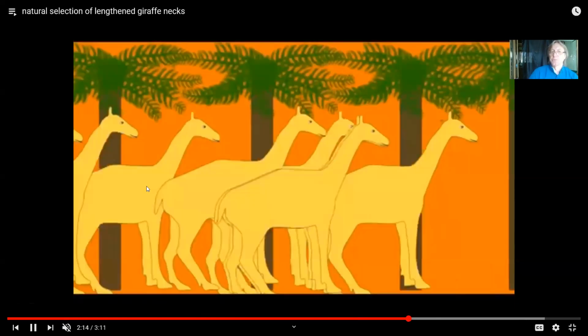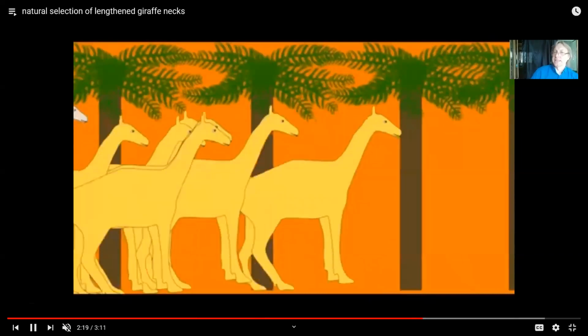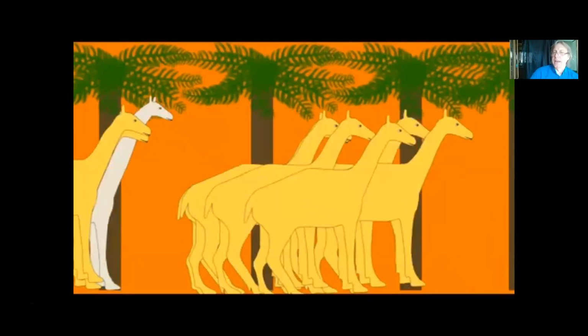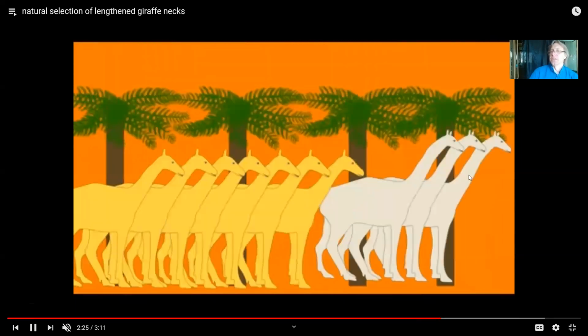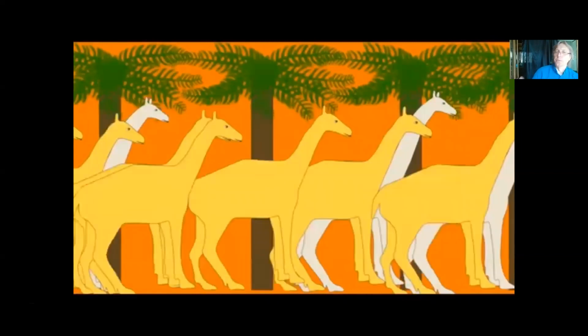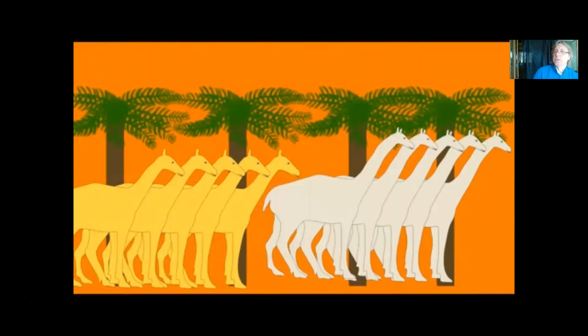Now, because variation keeps on occurring, look at these white individuals. Here's a new mutation where they have longer necks still. And then this could all happen again. So these longer-necked forms could then increase if they're more likely to find food and live long enough to reproduce.